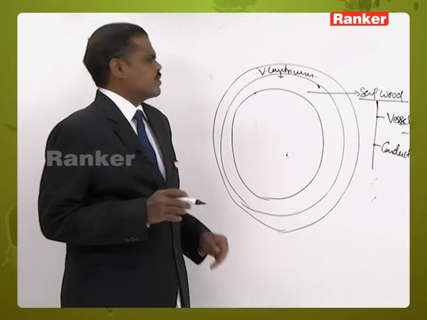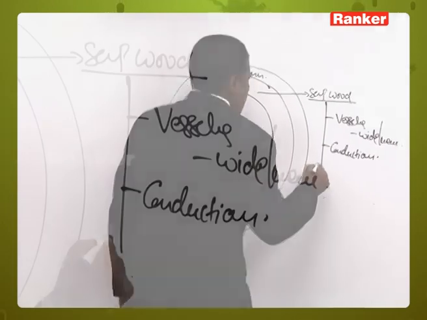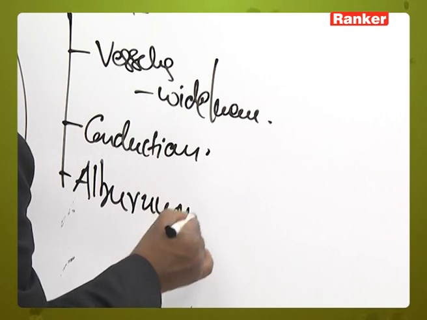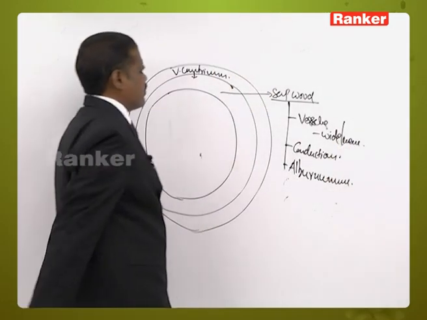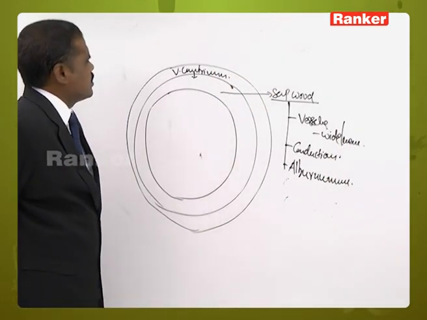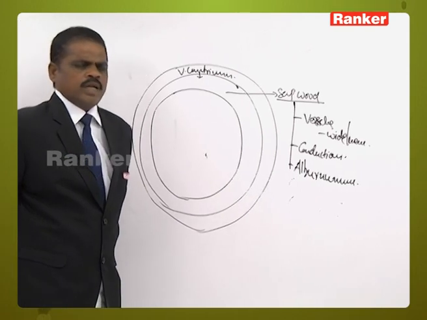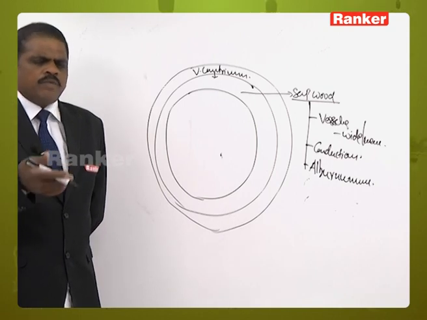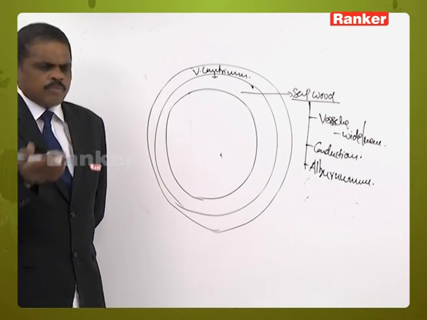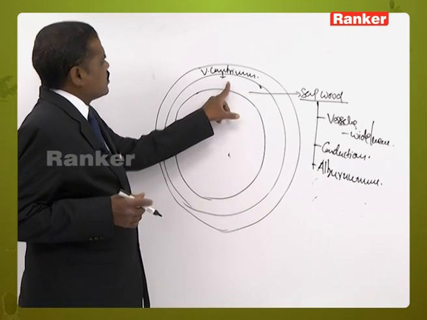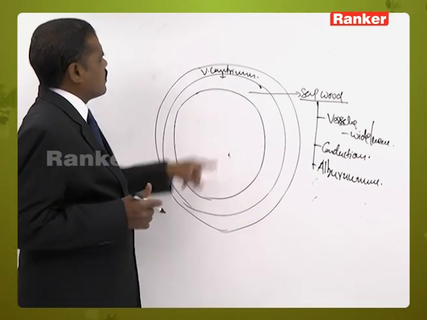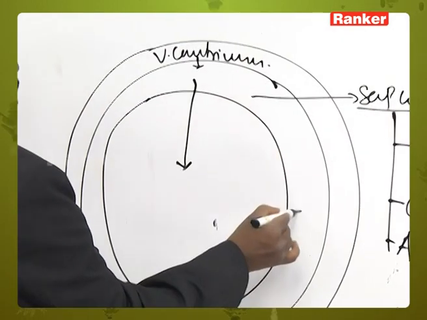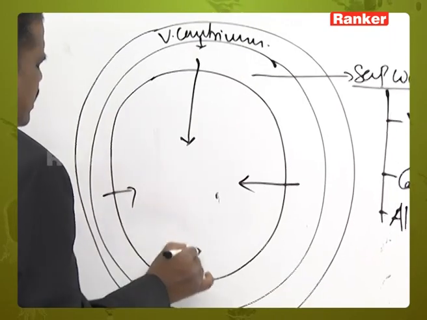This sapwood is also called alburnum. Another name of sapwood is alburnum, present inner to the vascular cambium. When the activity of vascular cambium is in progress, the sapwood nearest to the vascular cambium is pushed to the center.